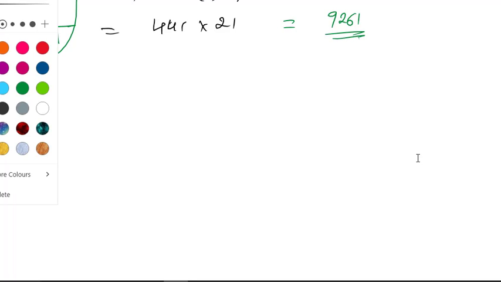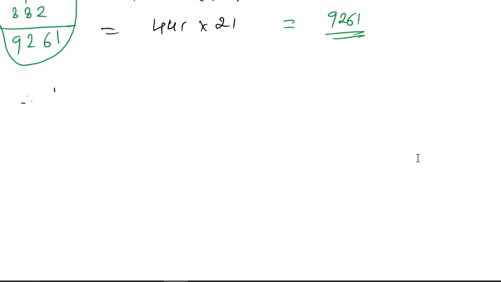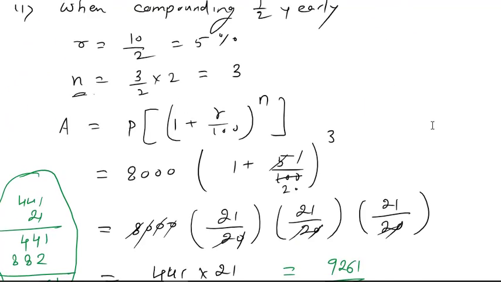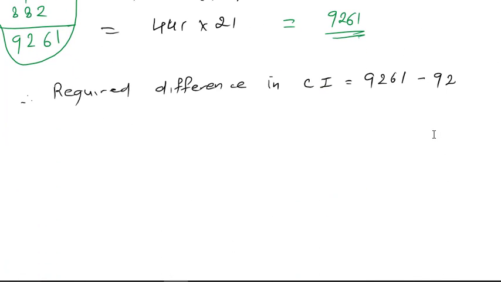So therefore difference in compound interest, therefore I will say that required means what is asked, therefore required difference in compound interest will be 9261 minus, what we have got, 9240. So this is 21. So rupees 21 is the required difference between compound interest.